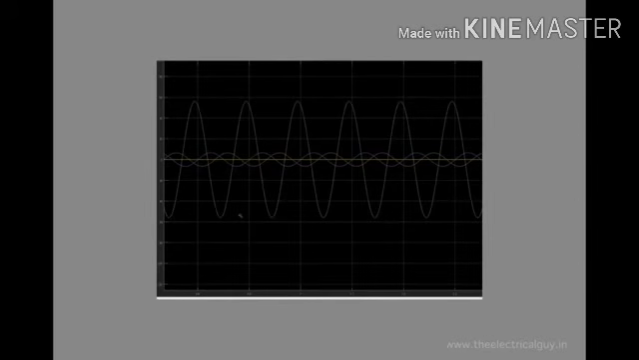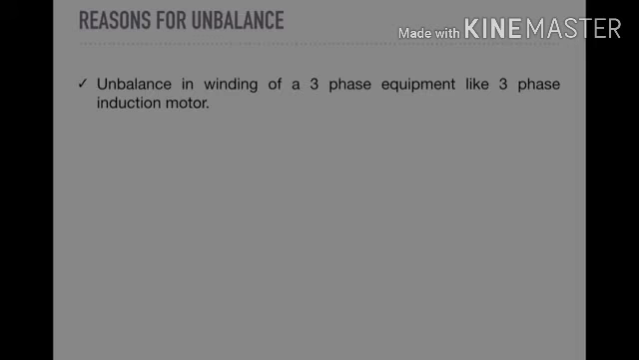Generally, the system gets unbalanced because of these reasons. Unbalance in the winding of a three-phase equipment like a three-phase induction motor. If the reactances of the three windings are not the same, then it will draw unequal current from the system. And the second one is unequal load on the system. This causes more current to flow through one particular phase on which the extra load is connected. These are the two main and basic causes of unbalance in a system.